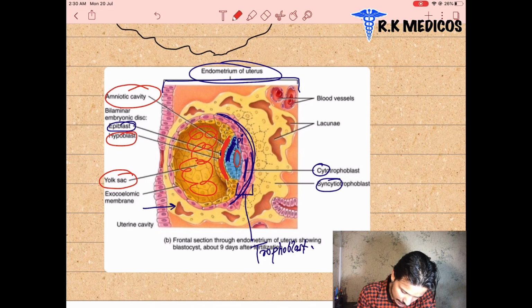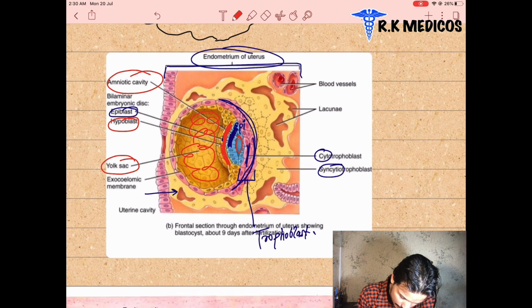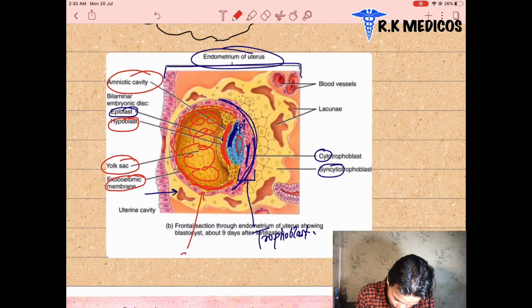And the next point, we can see the exocoelomic membrane here, and it is lined by flattened cells. You can see here the exocoelomic membrane lined by the flattened cells. And what is this layer? This is the syncytiotrophoblast or cytotrophoblast.